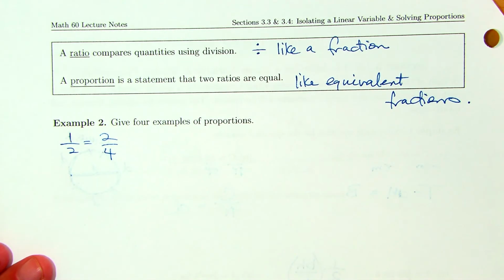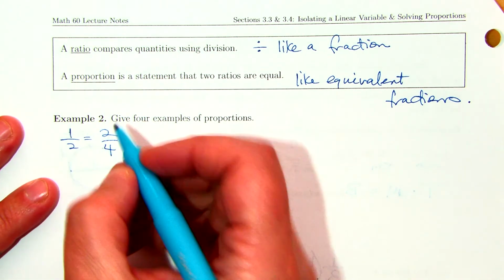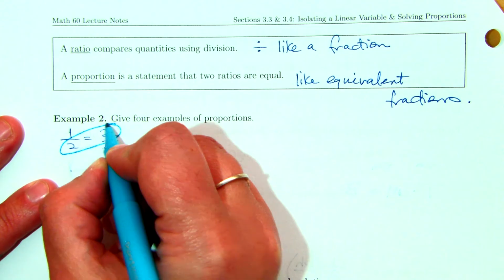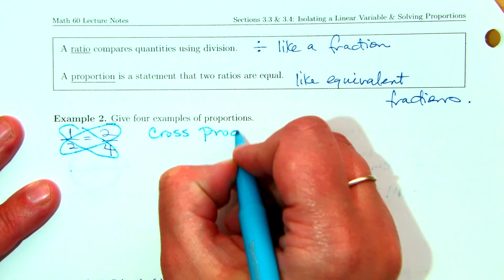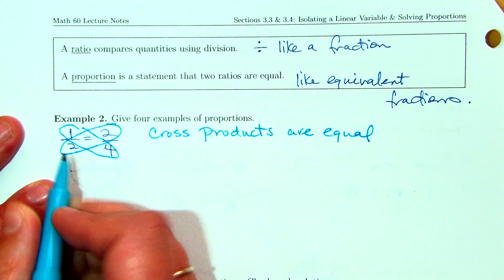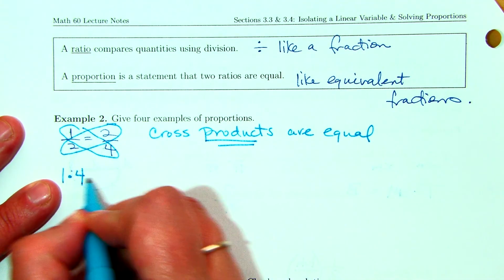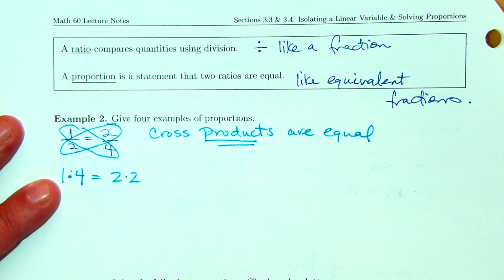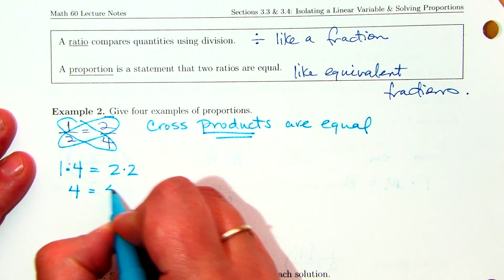Now here's something really cool that I'm not sure if everyone knows, but when you have two fractions that are equivalent, or two ratios that are equivalent, their cross products are equal. And the word product means multiply. So 1 times 4 is equal to 2 times 2. Is that true? 4 equals 4. That's true.